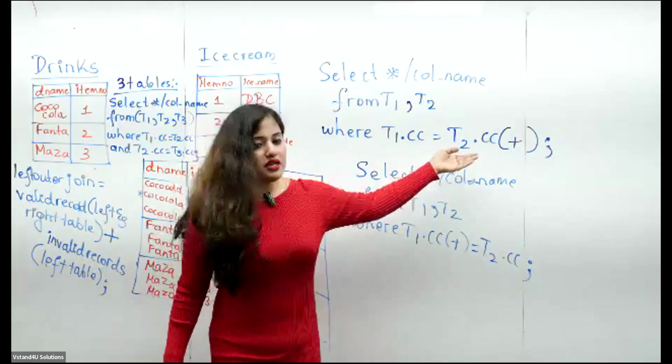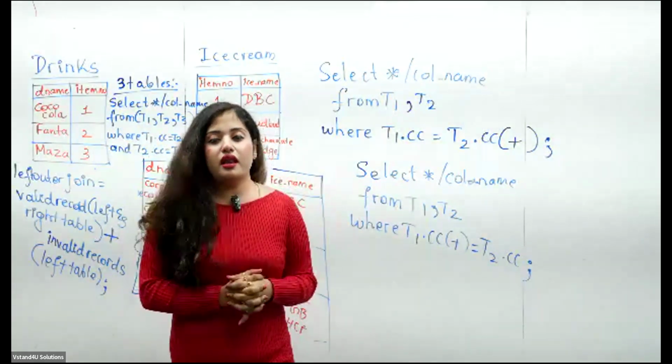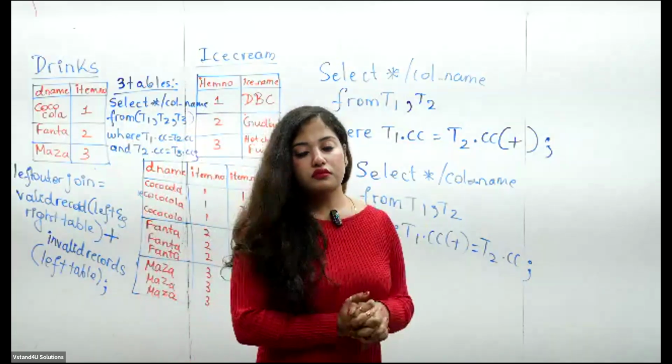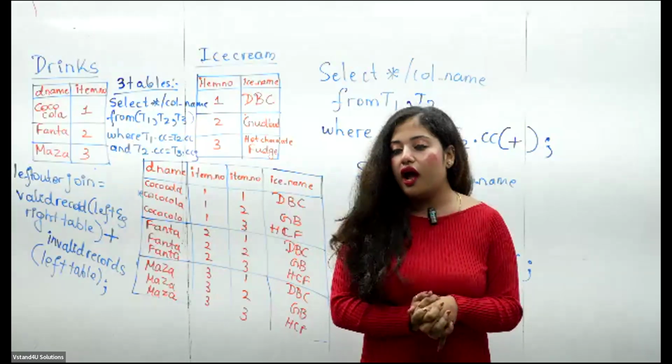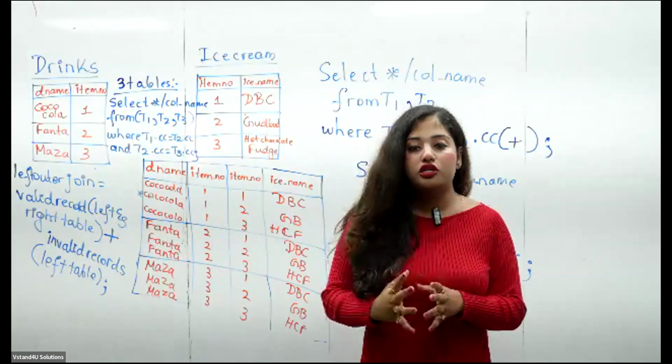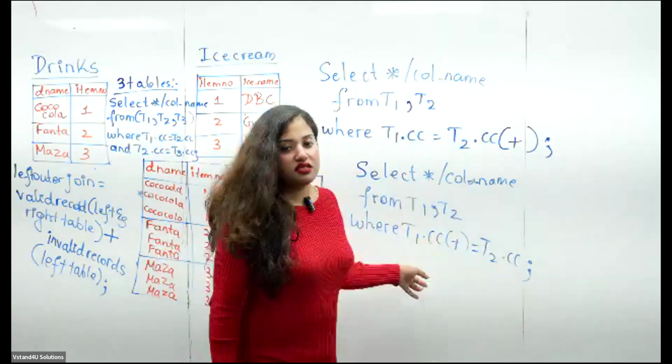That's why I have given plus there. Now at least you understood. Now what do you mean by right outer join? Valid records of both table 1 and table 2 and invalid records of the right table, that is table 1. Now the syntax is clear.